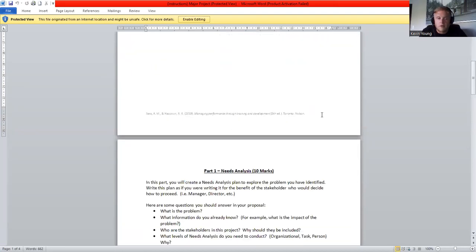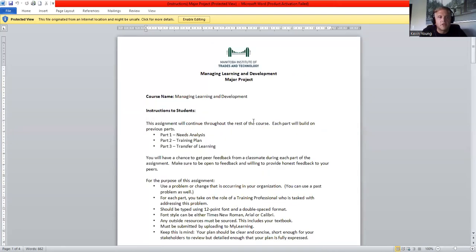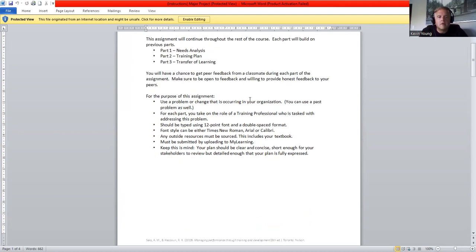So how long is this? You've got a couple of pages. Okay, so it's broken down. So this is useful. This is good. I'll just close that. Okay. This particular assignment is broken into the three that we know. We read this: use a problem or change that is occurring in the company. We read this: take on the role of a training professional, 12-point font, Times New Roman, whichever, as long as it's legible.